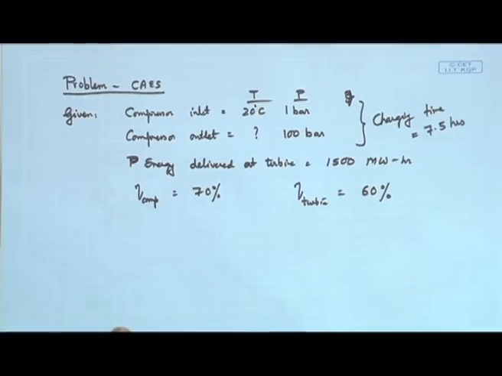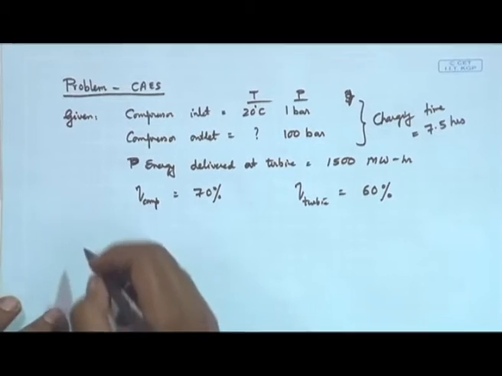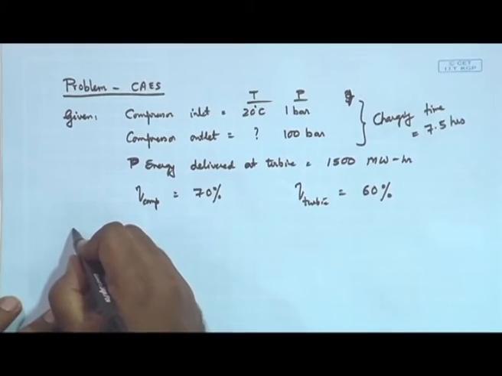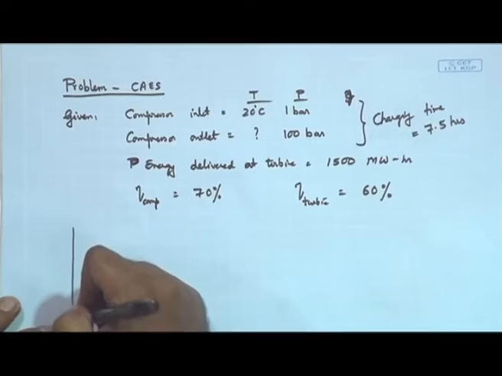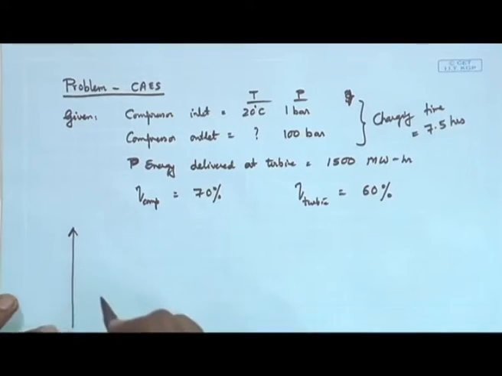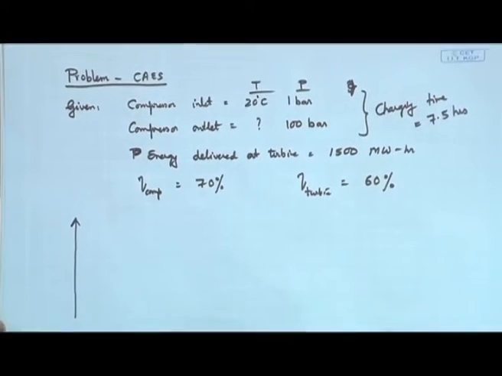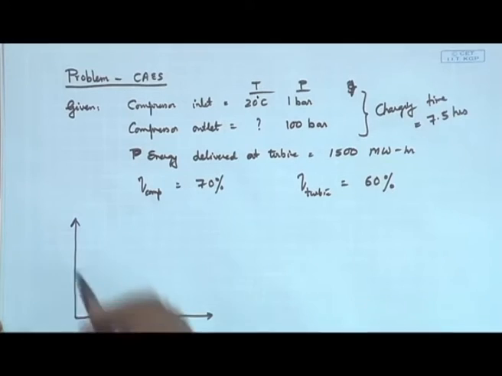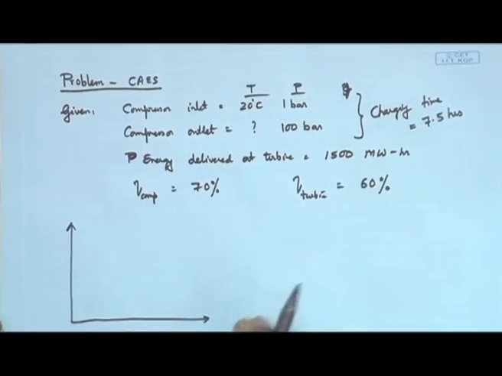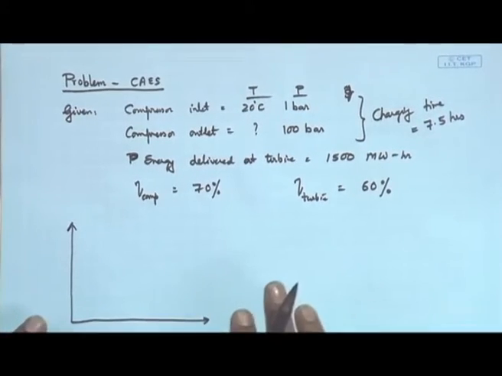So, with these conditions, what do we have to do? We have to solve this problem. Instead of going into the details of calculations, we are going to focus more on the steps. How do we systematically solve a problem like this? This is compressed air energy storage, and the first thing that is given is a compressor. What is happening in the compressor?